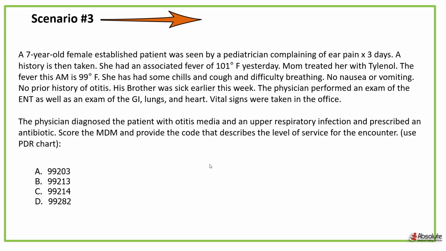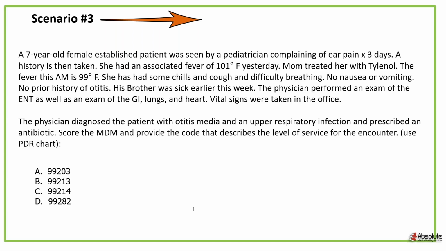A 7-year-old female established patient was seen by a pediatrician complaining of ear pain for 3 days. A history is then taken. She has an associated fever of 101 °F yesterday. Mom treated her with Tylenol. The fever this AM is 99 °F. She has had some chills and cough and difficulty breathing. No nausea or vomiting. No prior history of otitis. Her brother was sick earlier this week.